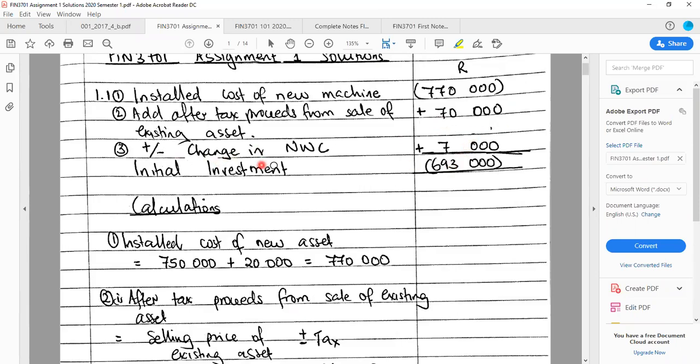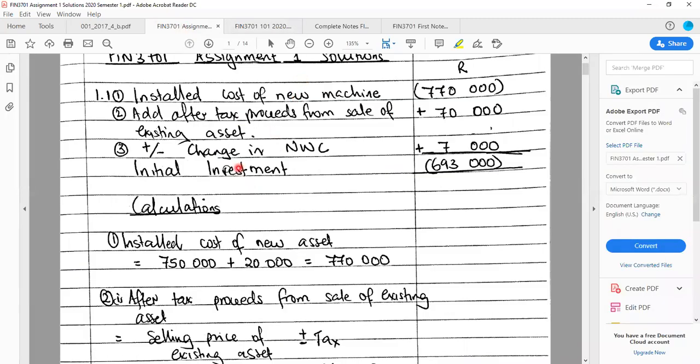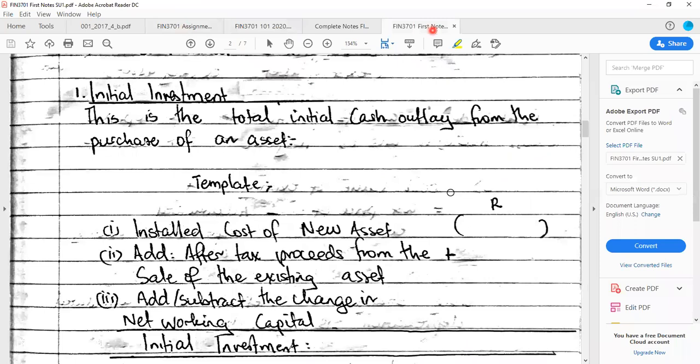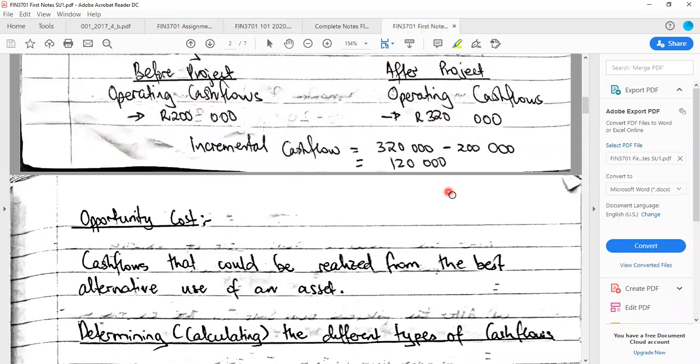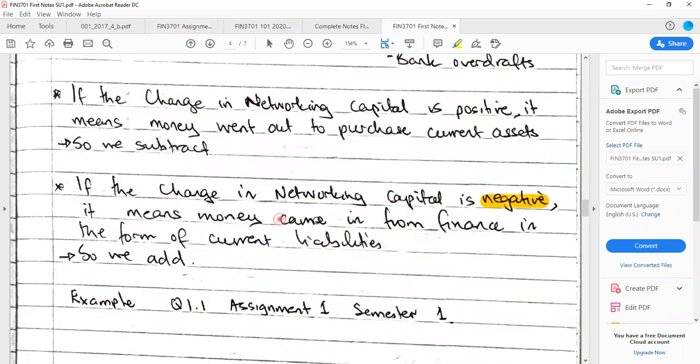And then lastly, the change in net working capital. Here we are told that the use of the new machine will decrease working capital by 7,000. So it means we have a negative change in net working capital. And if you remember, in the previous video, I told you that if the change in net working capital is negative, it means that money came in from the finance in the form of current liabilities.